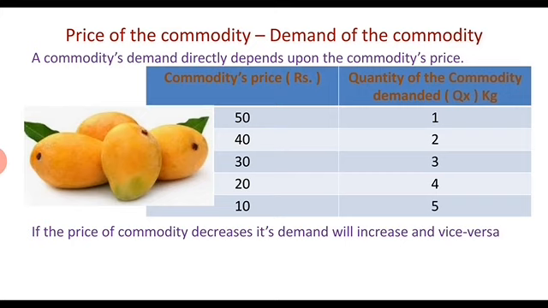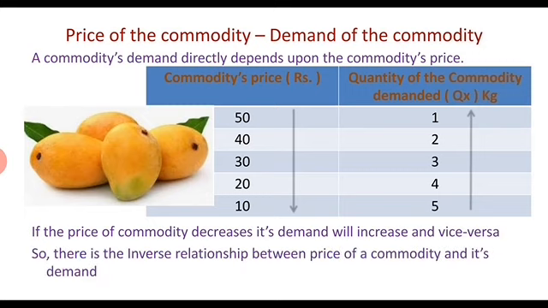So, the price of the commodity and demand of the commodity have an inverse relationship. If the price of the commodity increases, its demand will decrease and vice versa. So there is an inverse relationship between price of a commodity and its demand.